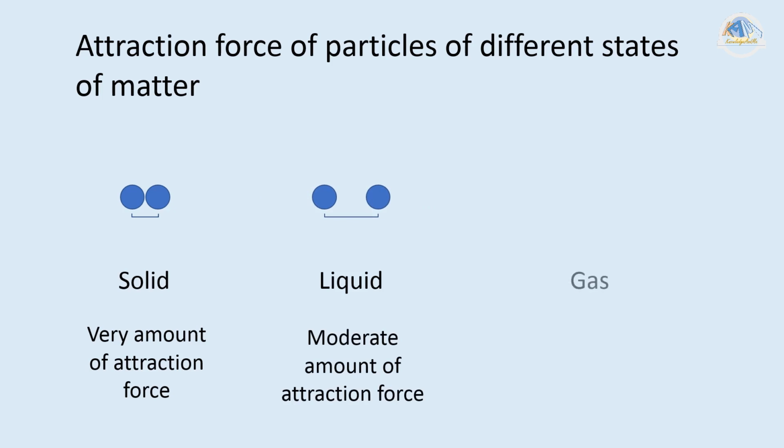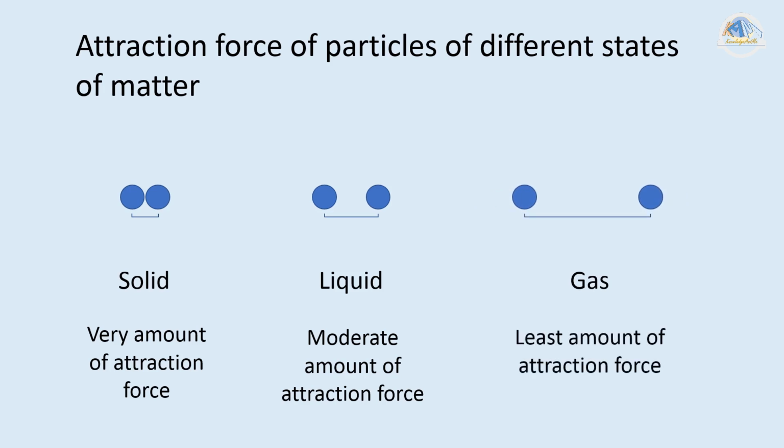And, now, in case of gas particles, the attraction is very low. The particles of gases have lots of spaces between them. Due to this low attraction force, gas particles cannot make any substance having shape. So, these are the three characteristics of particles of matter.